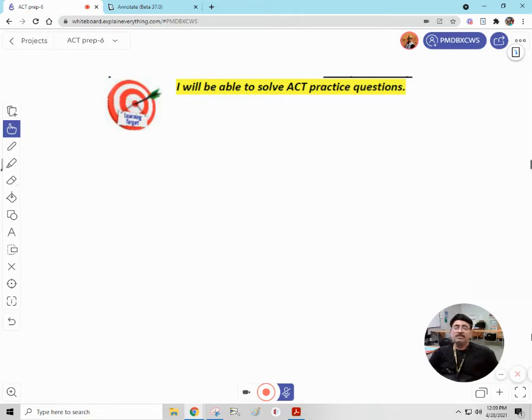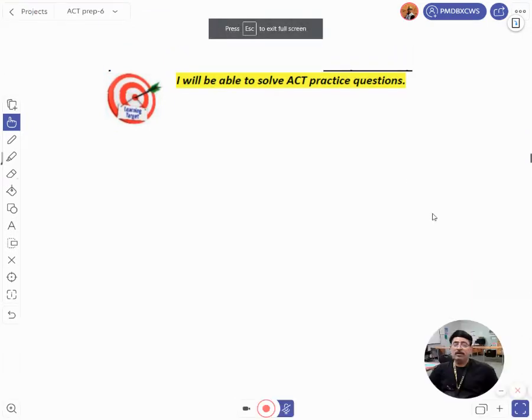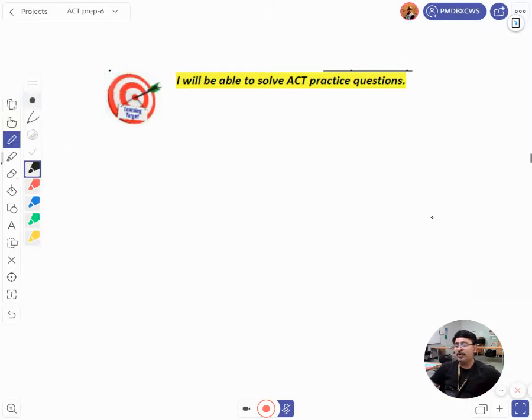In today's class, we'll continue working on ACT kind of problems. Mainly, in today's session, I'll be explaining about area of a rectangle related questions. So let me write that the rules are length times width.